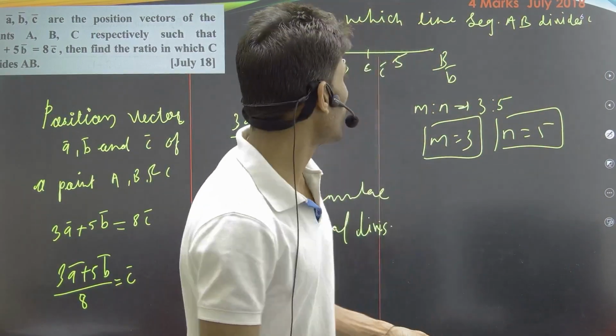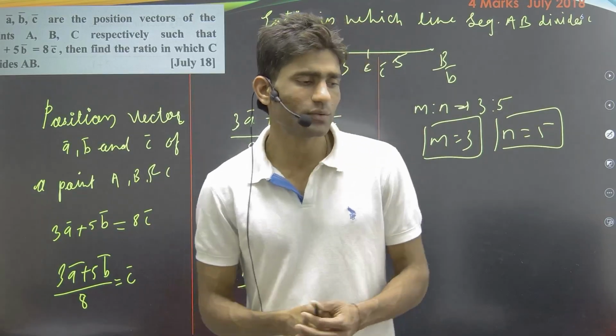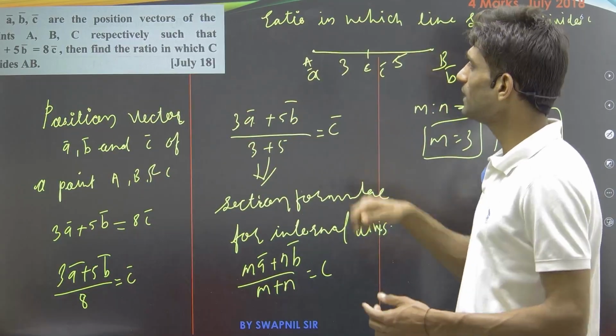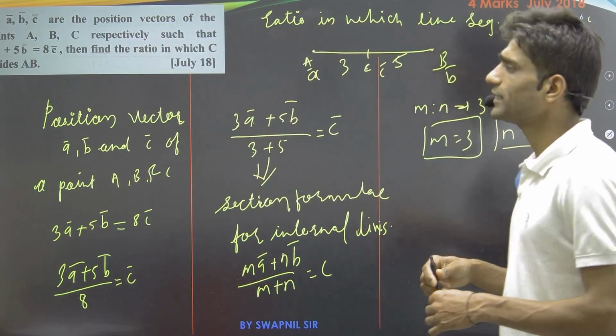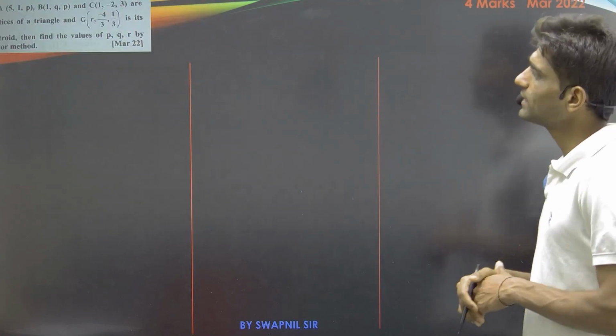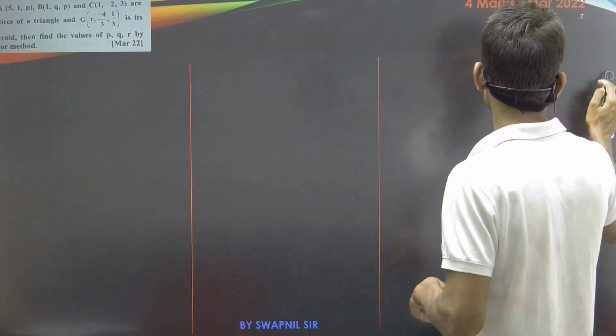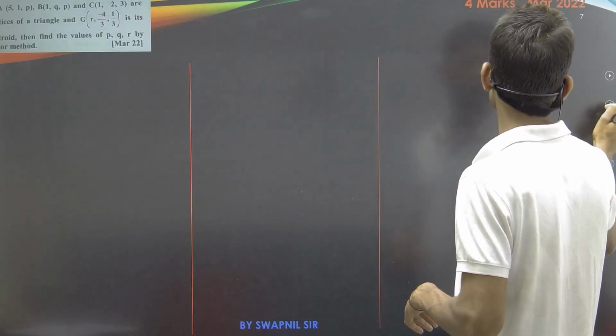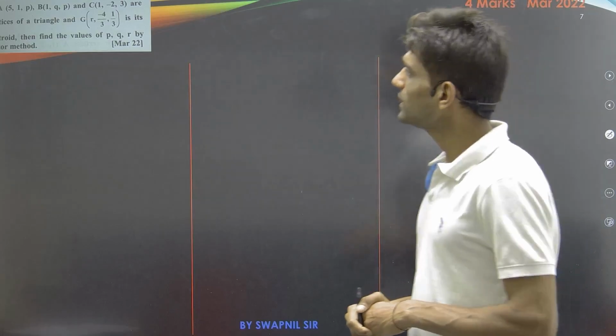I hope you all have understood the solution for this question. Nothing is difficult here, we just need to apply some basic concepts from the section formula for internal division. Now let's move on to the next example. We have 3 more examples.